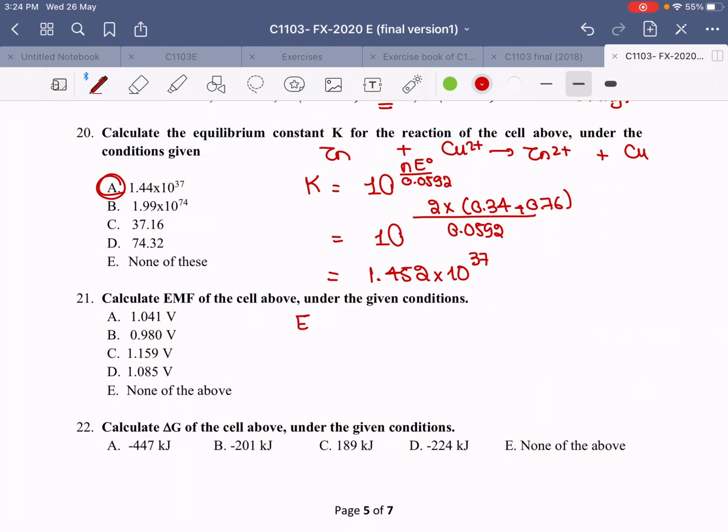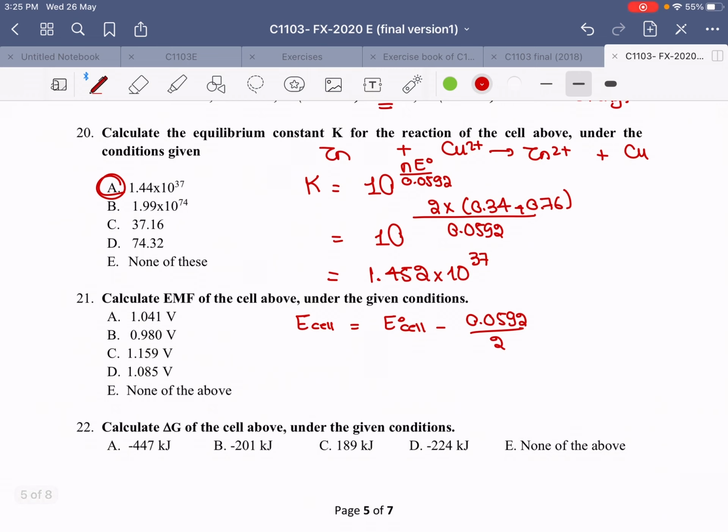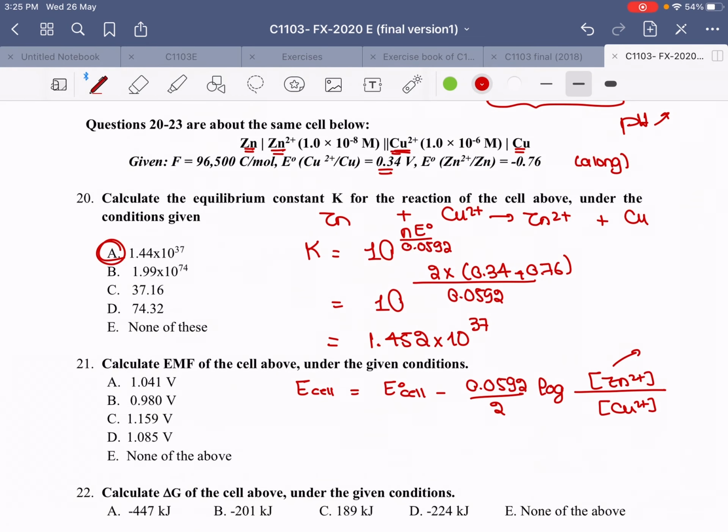Very good. E of the cell is equal to E0 of the cell minus 0.0592 divided by the total number of electrons exchanged, which is 2. Zn loses 2 while Cu2+ gains 2. Log the products divided by the reactants, because I used the negative. Okay, what do I have in the products? I have the Cu metal which I don't use, and I have Zn2+ divided by Cu2+. They should be given. So Zn2+ is 1 times 10 to the power negative 8, Cu2+ is 1 times 10 to the power negative 6.